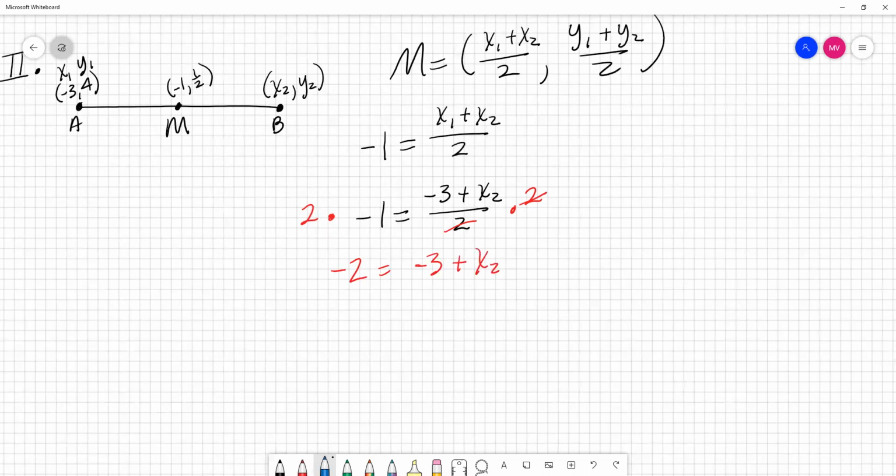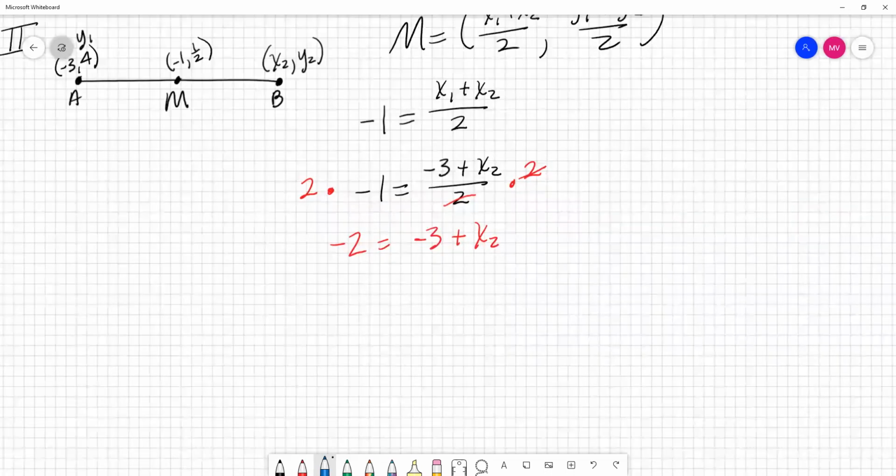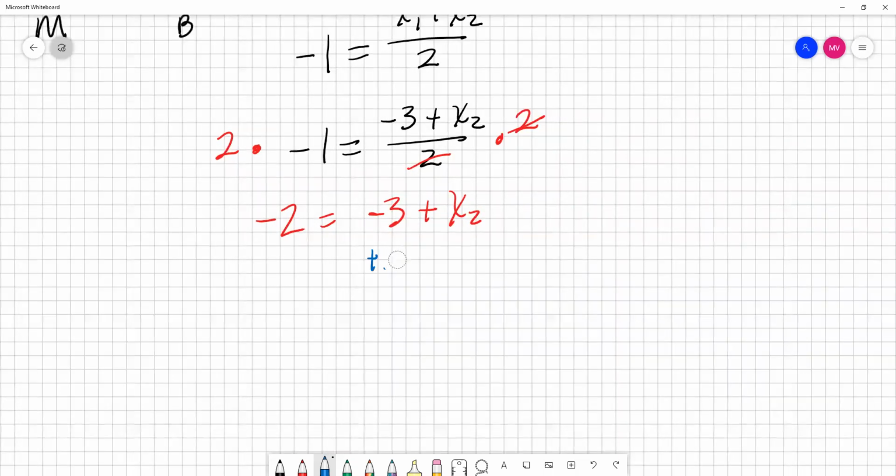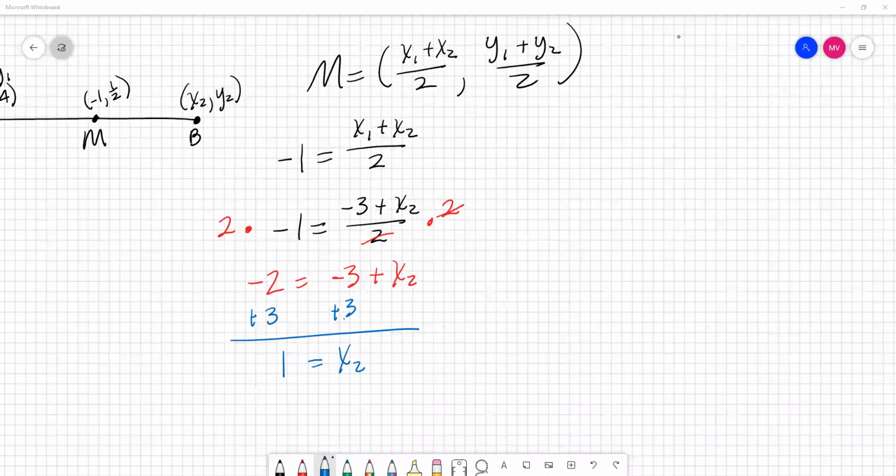Last step. What do I do? What do we add 3 to? Both sides. All right, so we finished that up and x2 equals 1.